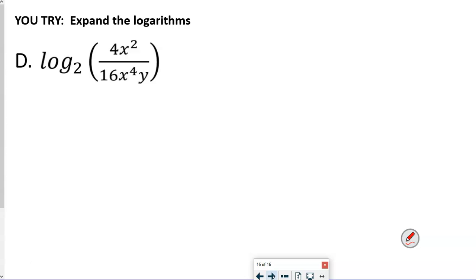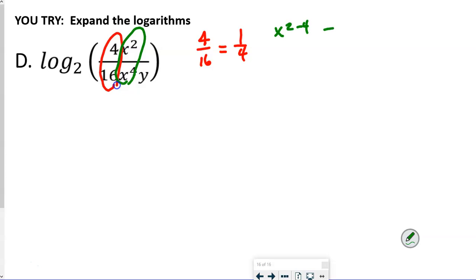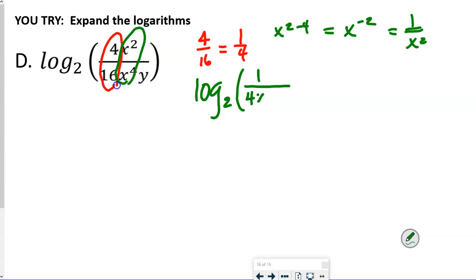Hopefully you notice with this one that 4 over 16 reduces to 1/4. And here again we have x to the 2 in the denominator, which is equal to x to the negative 2, which means it's really 1 over x squared, okay? So this is really going to be log base 2. We're going to simplify first, of 1 over 4x squared y. Now we can expand it.